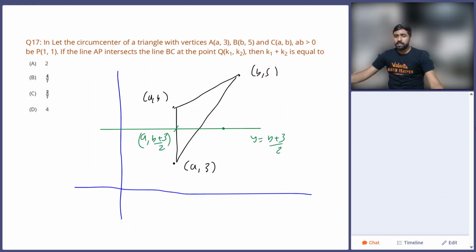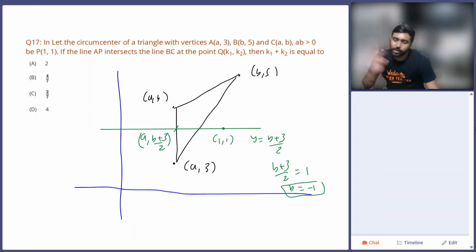Now we know that the circumcenter has to lie somewhere on this perpendicular bisector itself. So which means its y coordinate has to be equal to (b plus 3) by 2. So which means I can say b is equal to minus 1. So now we have got the value of b.